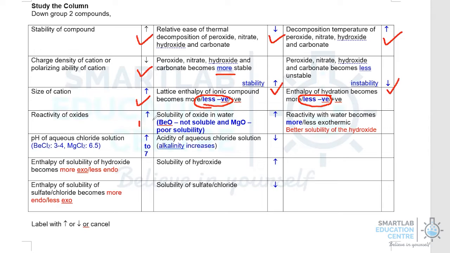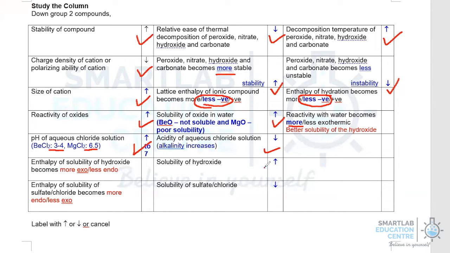Reactivity of the oxide increases down the group. Solubility of oxide in water increases down the group. And reactivity in water becomes more exothermic down the group as well. pH of group 2 chlorides we mentioned earlier. So the pH starts from 3 to 4, 6.5, and then goes towards 7. So the acidity of the aqueous solution actually decreases down the group.